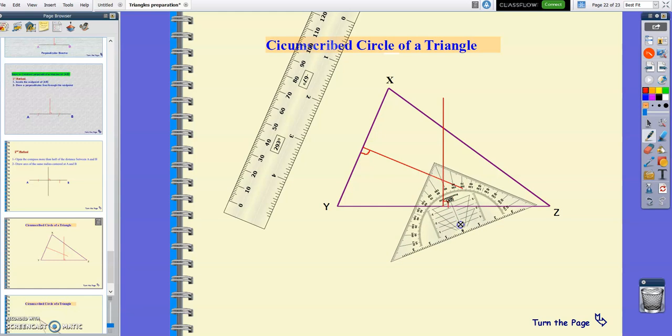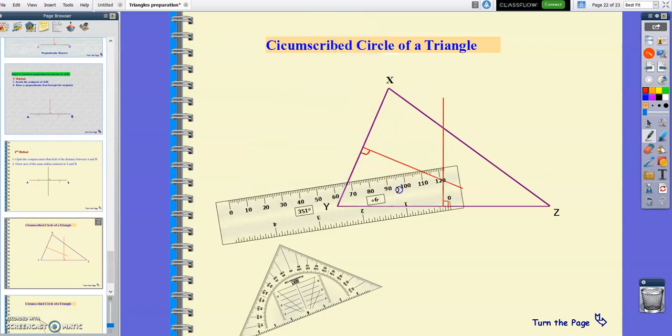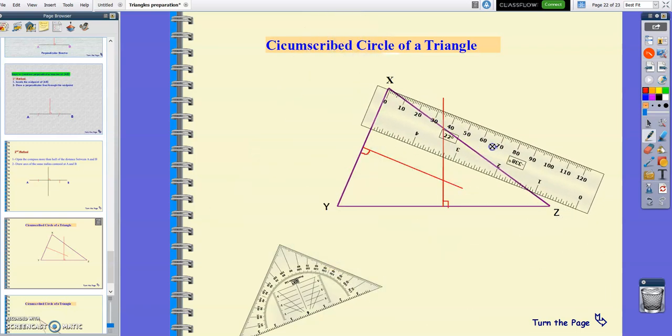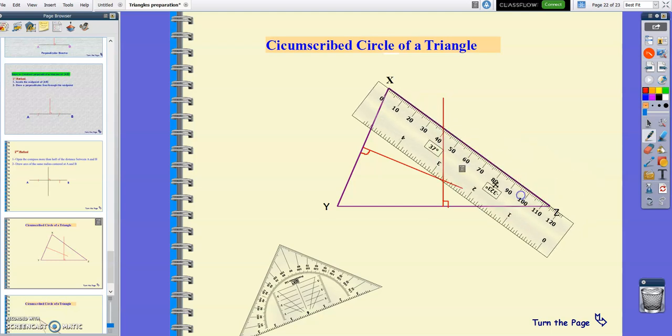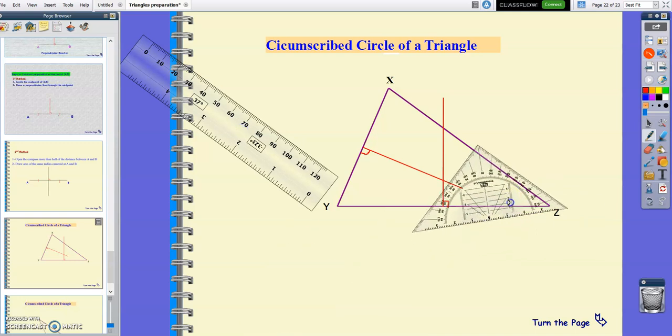The third perpendicular bisector of the segment XZ. So locate the midpoint. XZ is equal to 11.5, so its midpoint will be 5.7 here. Then draw a perpendicular using a set square.